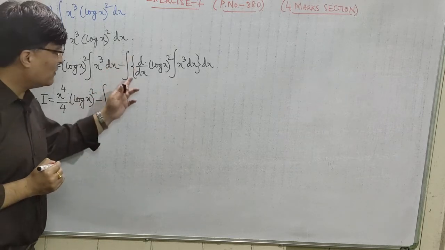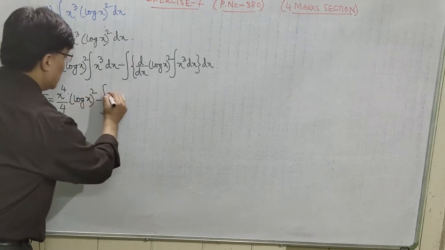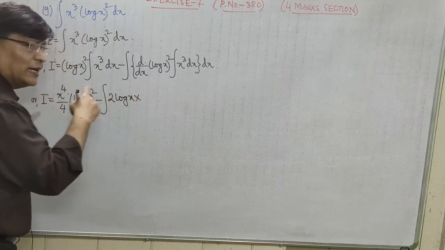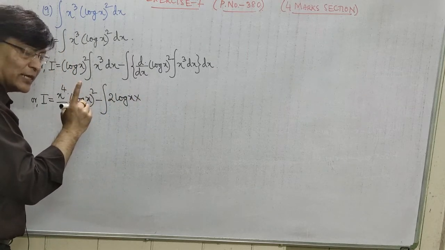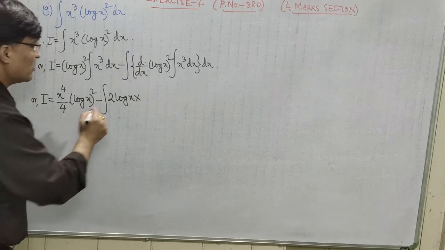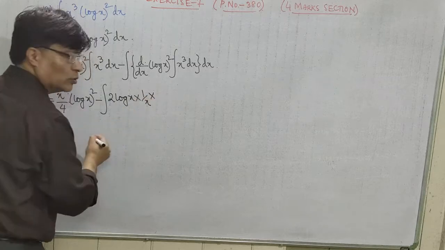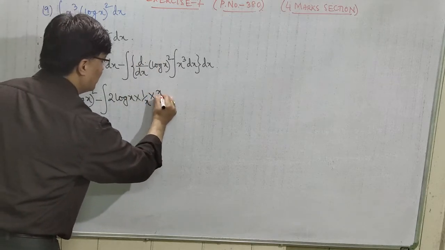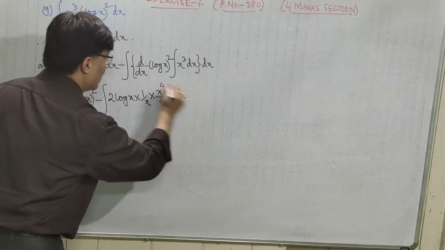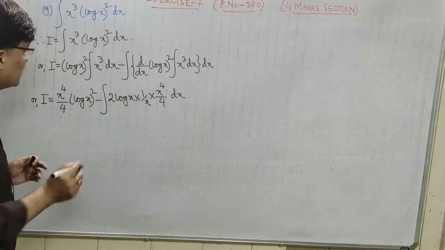of, what is d by dx of log x whole square? It is just like your x square. So it is twice log x into, again you have to differentiate the term which is assumed as x. That is, log x is assumed as x. So what is this differentiation? It is 1 upon x into, what is integration of x cube? It is x to the power 4 by 4. Then you can write dx.